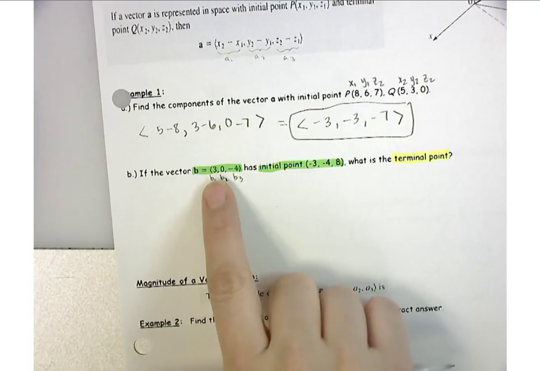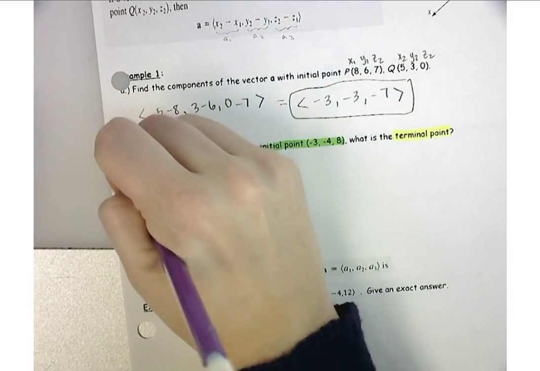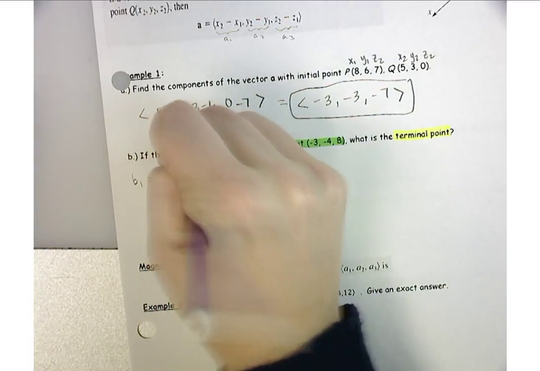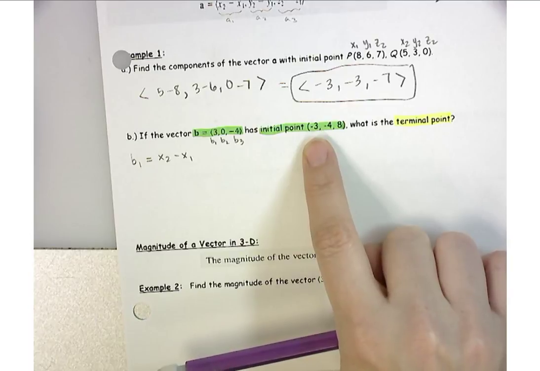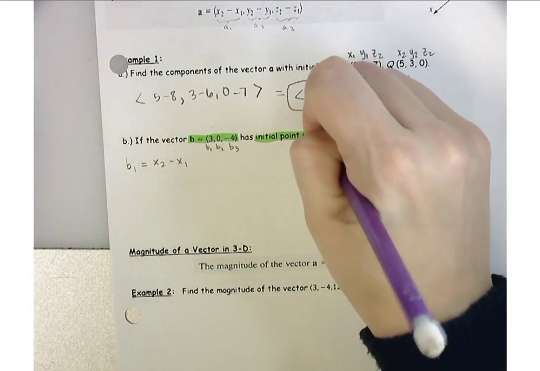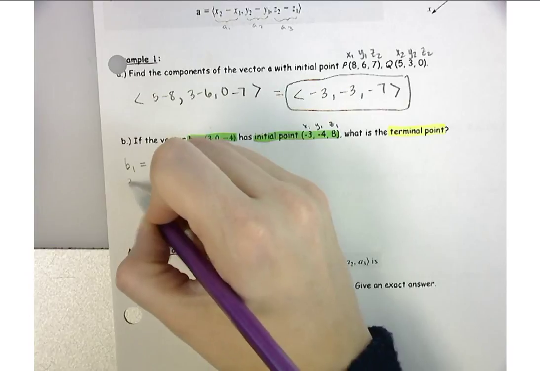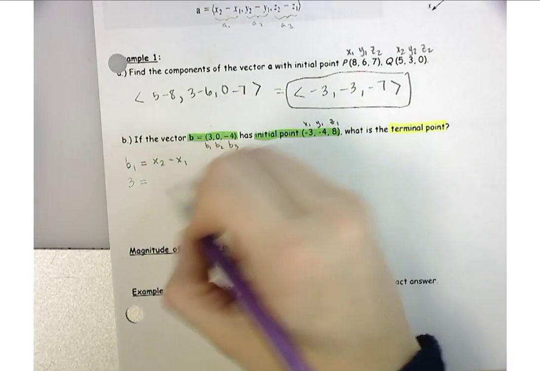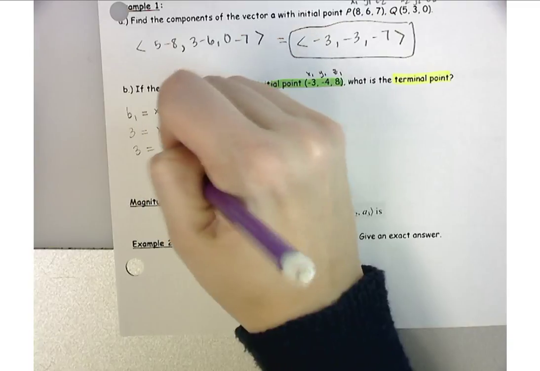So in order to get 3, what you had to do was subtract x2 minus x1. So if b sub 1, the vector, equals x2 minus x1, your initial point, is that going to be filled in with your x sub 1 or x sub 2? Is the initial point the first one or the second one? The first one, right? Initial is going to be the first, so this is your x sub 1, y sub 1, z sub 1. So 3 is going to equal x sub 2 minus negative 3.